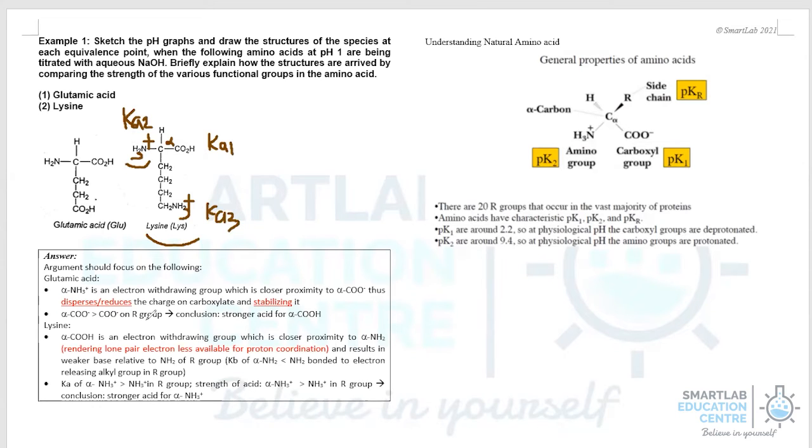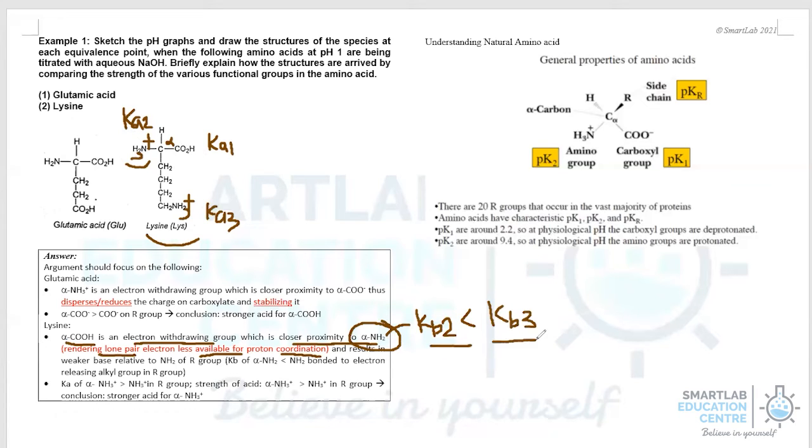Let's take a look at the reason why. The alpha COOH, which we know is electron withdrawing, is in close proximity to the nitrogen in alpha NH2. So that will render the lone pair of electrons on nitrogen less available for proton coordination. So in this case, it is a weaker base, and because of that, the Kb2 value will be lower than Kb3. And since Kb2 is lower than Kb3, using the expression Ka x Kb equals Kw, we are now able to conclude that Ka2 will be higher than Ka3. And therefore, this NH3+ that's bonded to the alpha carbon is the stronger acid.